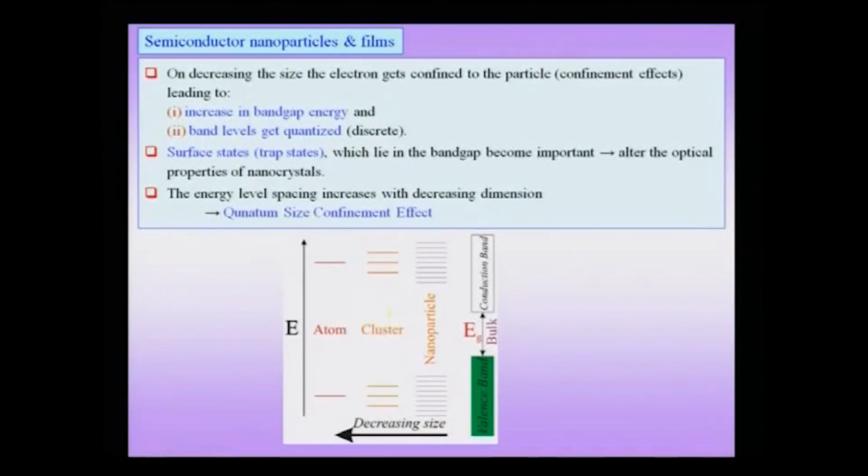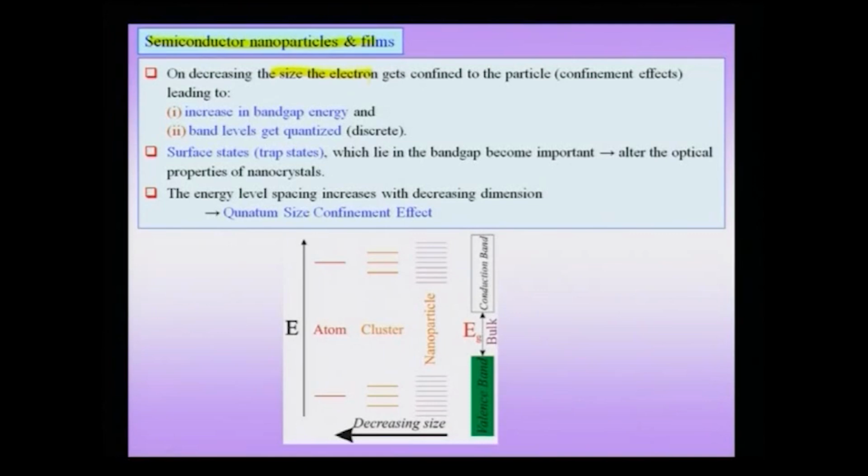Then we also saw the case when we go down to a 0 dimensional metal, again metal in the bulk, then the material starts to behave like an atom. That means you have discrete energy levels. So, all these possibilities we have already seen before for the case of a metal. Now, what happens in the case of semiconducting nanoparticles and films? These are very interesting things. On decreasing the size, the electron gets confined to the particle, and the confinement effect starts to dominate.